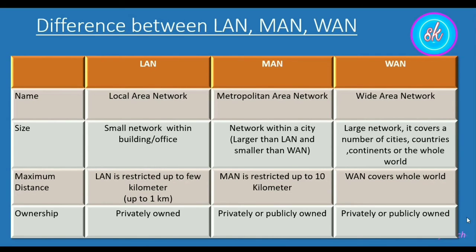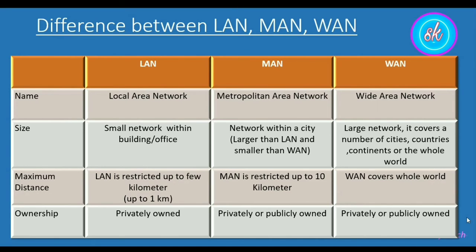Now the second parameter is size. The LAN is a small network within a building or within an office. MAN is a network within a city. MAN is a network which is larger than LAN and smaller than WAN. WAN is a large network. It covers a number of cities, countries, continents or the whole world.